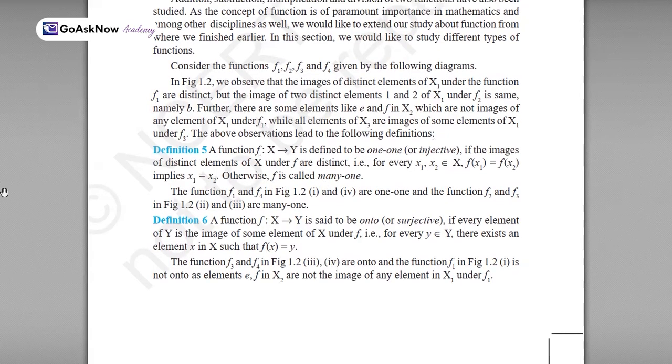Now the second type of function given in your syllabus is the onto function, or surjective function. What was the one-one function is called injective, and what is the onto function is called surjective. You have to remember both names, injective and surjective also. So what is a surjective function? Let's see.